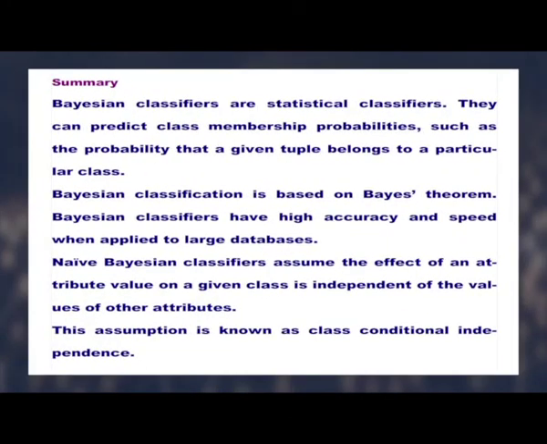Finally, to conclude, Bayesian classifiers are statistical classifiers. They can predict class membership probabilities such as the probability that a given tuple belongs to a particular class. Bayesian classification is based on Bayes' theorem. Bayesian classifiers have high accuracy and speed when applied to large databases. Naive Bayesian classifiers assume the effect of an attribute value on a given class is independent of the values of other attributes. This assumption is known as class conditional independence.